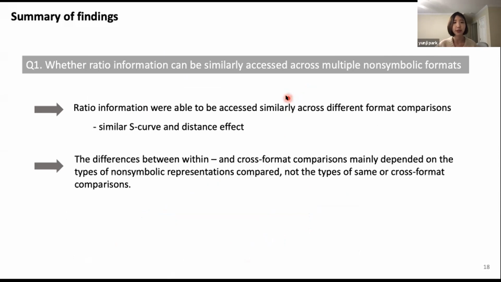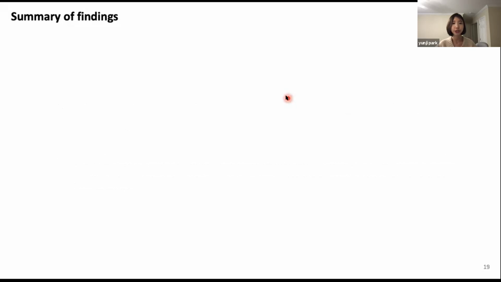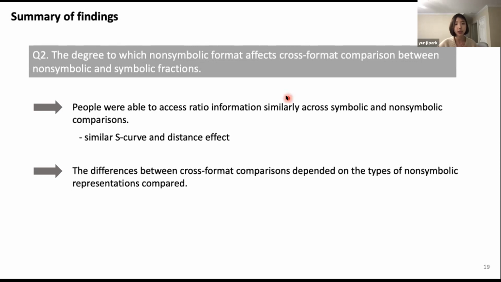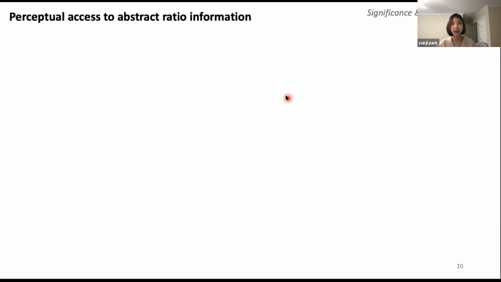Also, the differences between within-format and cross-format comparison of non-symbolic comparison mainly depended on the types of non-symbolic representation that were compared, not on whether it was a same-format or cross-format comparison. And about question 2, we also found people were able to access ratio information similarly across symbolic and non-symbolic comparisons. Also, the differences between cross-format comparisons depended on the types of non-symbolic representations that were compared. So these cross-format comparison results support the existence of perceptual access to abstract ratio information.